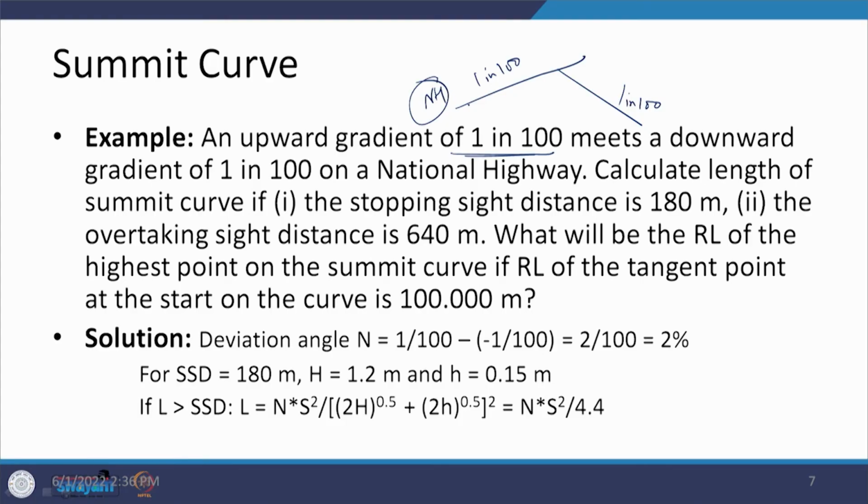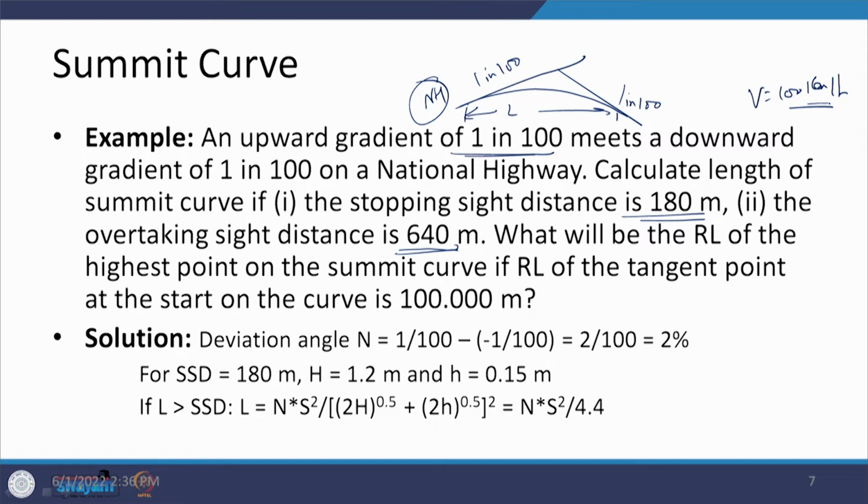Now, here we have to calculate the length of the summit curve which is going in this form. So, this length is required, and two cases are there. One is that the SSD is 180 meters, another is that the overtaking sight distance is 640 meters, and if we consider these two values, they are correlated with the speed of 100 kilometers per hour. You can go back and look at the table where the design speeds were discussed.